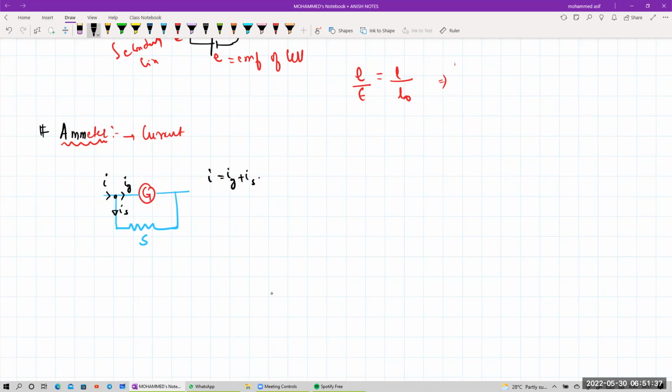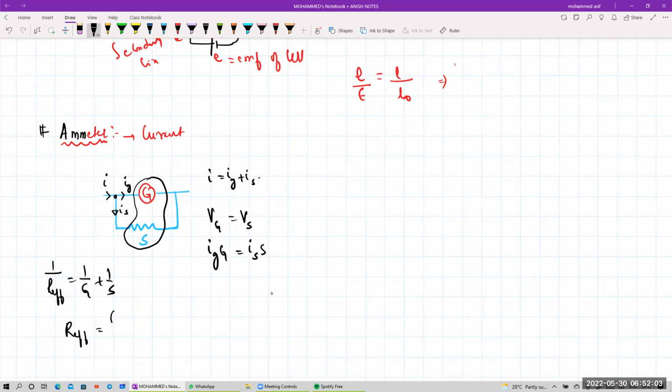These two are in parallel combination. So potential across your galvanometer will be equal to potential across your shunt. Potential across the galvanometer means Ig into capital G will be equal to Is into S. Now these two are in parallel combination, so the effective resistance will be R effective equal to 1 by G plus 1 by S, that means R effective will be equal to G into S divided by G plus S.